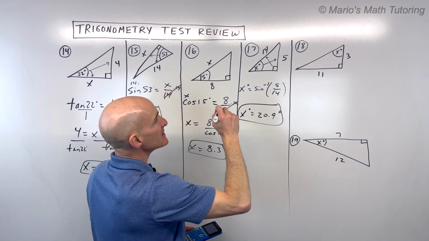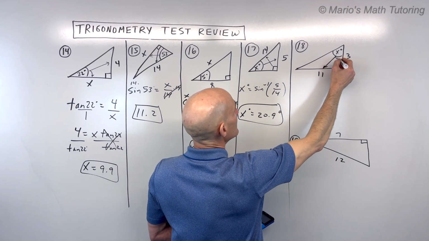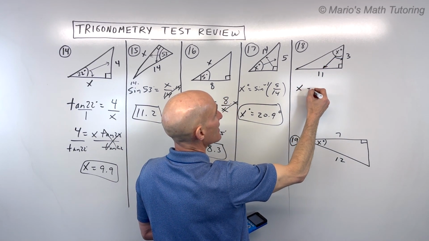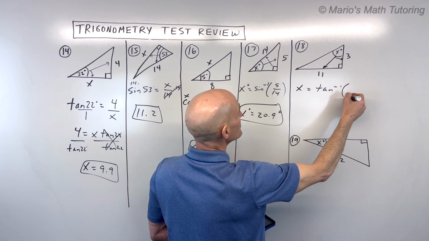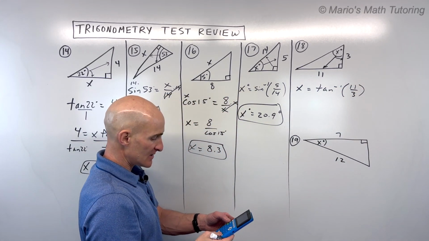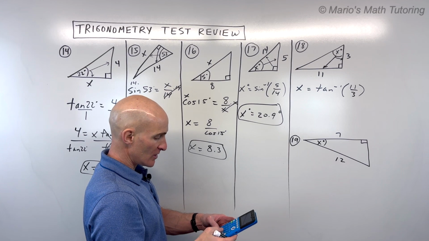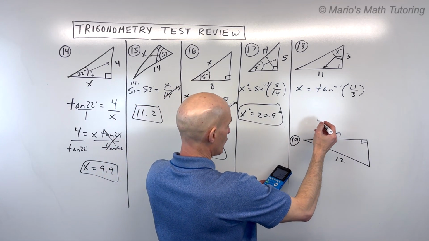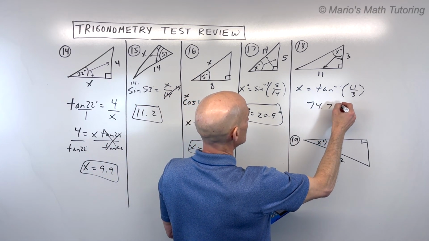For number 18, we've got opposite and adjacent. That's tangent. So x is equal to the tangent inverse of opposite over adjacent. And let's see what that comes out to. 11 divided by 3. About 74.7 degrees.